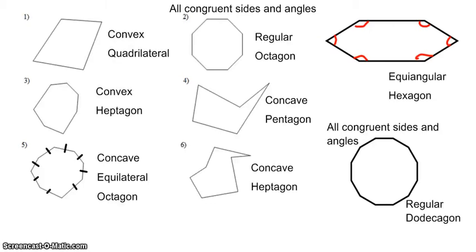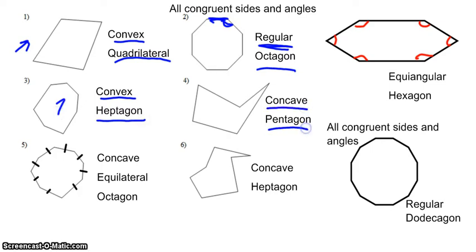And here are some answers. This first one, we can call it convex because it's got none of those caves, and also it's a quadrilateral because it has 4 sides. Number 2 is regular, well at least it looks regular I guess, because all the sides are about the same length and all the angles look to be congruent. And it's an octagon because of 8 sides. Again, for 3 we have a convex heptagon with 7 sides. A concave pentagon, remember it's got 5 sides, 1, 2, 3, 4, 5, but it's got this little inlet there, that cave, with a reflex angle.